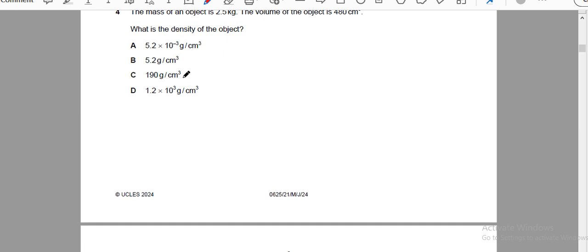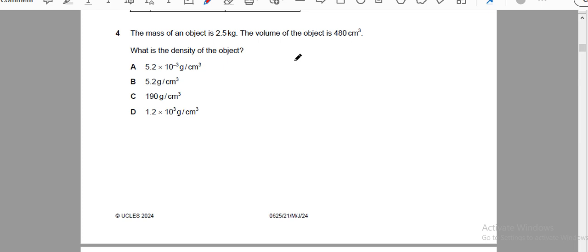Mass of the object and volume. What is density? So it is 2.5 times 10 to the power 3, because I wanted to transfer it to gram, because all options are given in gram, over 480. The answer would be 5.2 gram per centimeter cube.